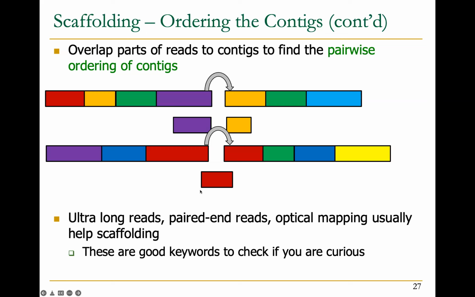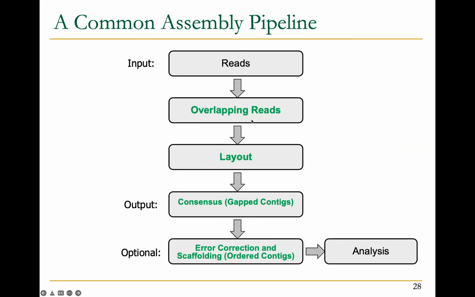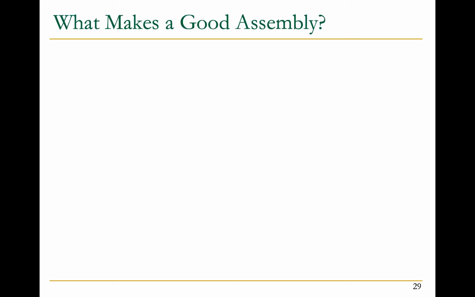But these, I'm not going to talk about them in detail. These are good keywords for you to check if you are curious about learning more about scaffolding and further analysis. So last time, we talked about how to find overlaps, how to generate a graph out of the overlaps, how to clean that graph, and how to spell out a sequence from this cleaned graph, right?